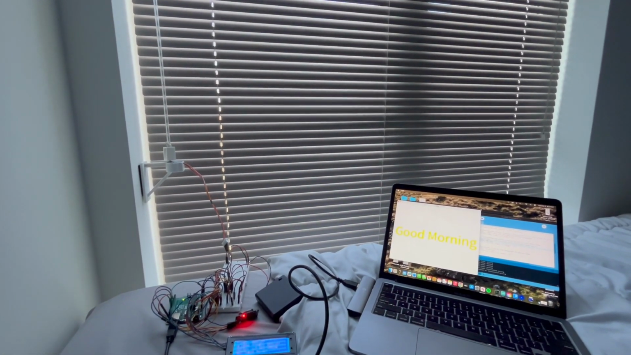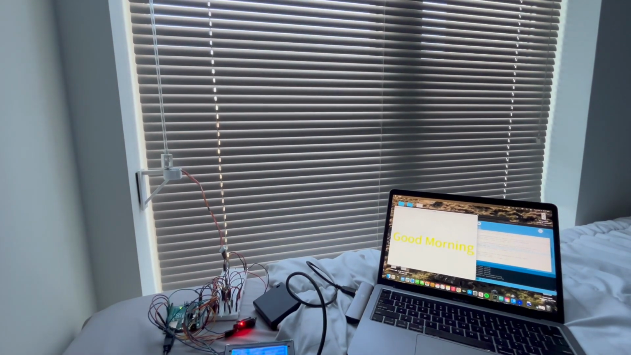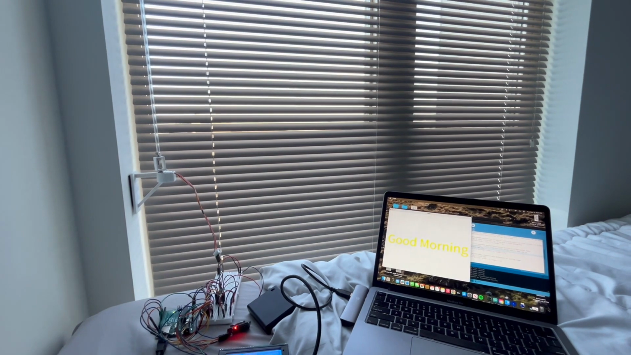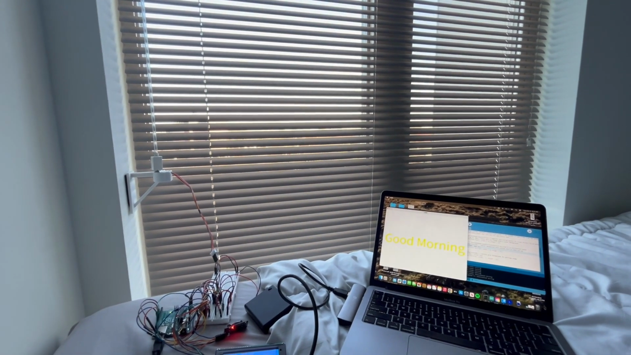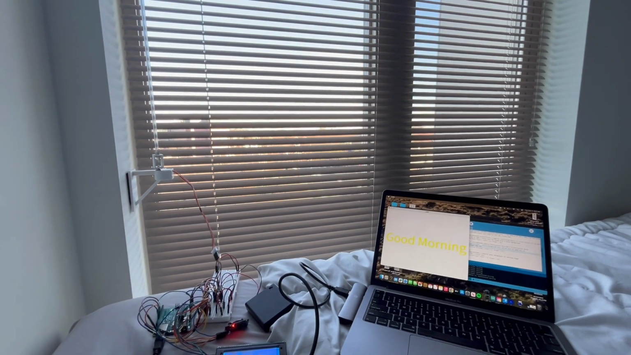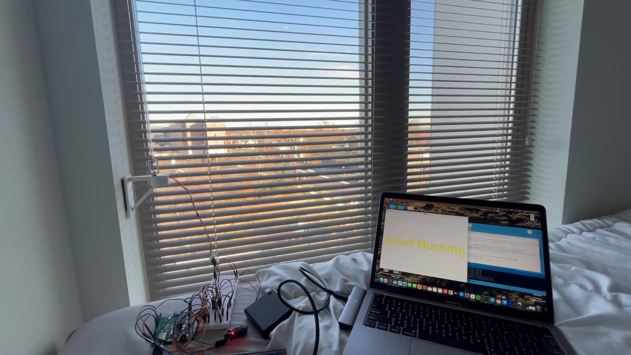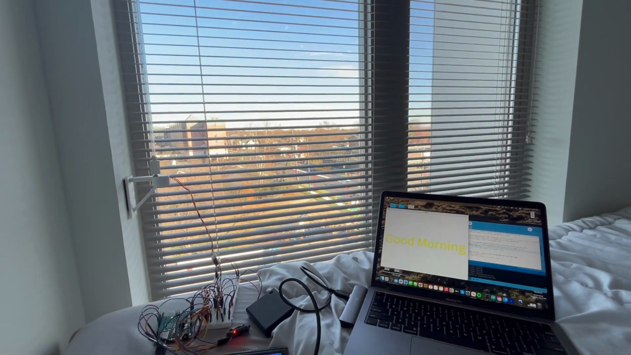The stepper motor begins to spin and adjust the angle of the blinds, which should be a little more obvious in a few seconds. And so it lets max light into my room. So this is great for waking up.